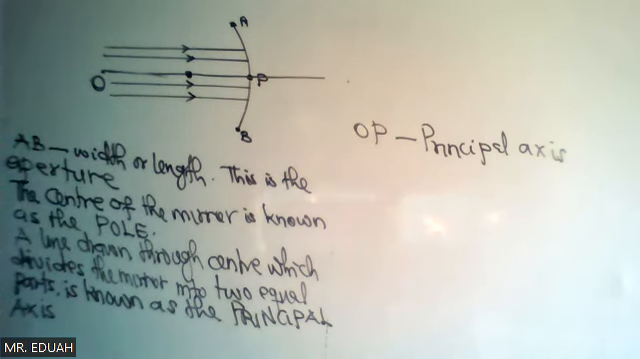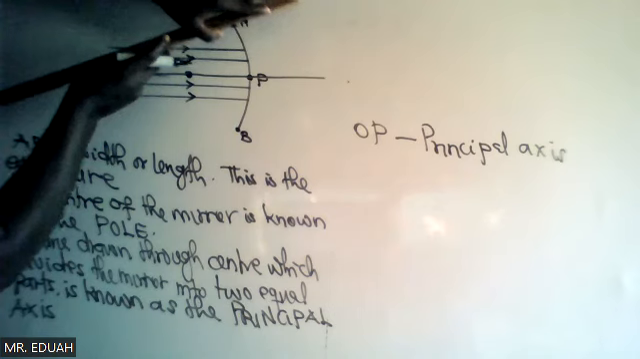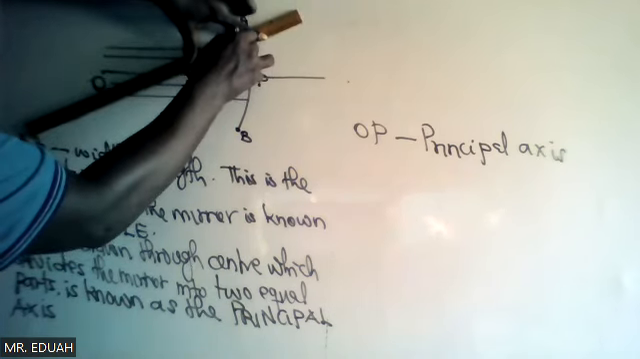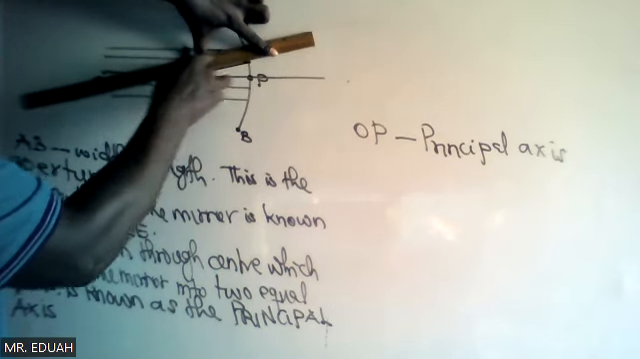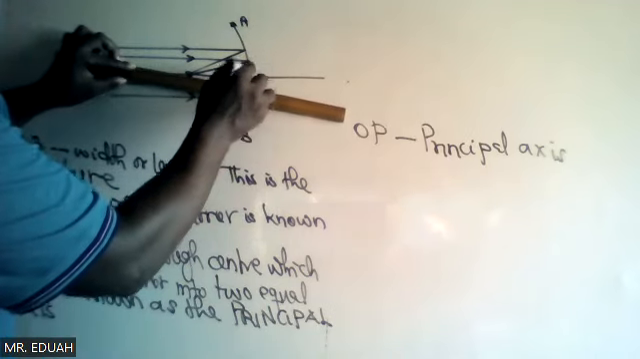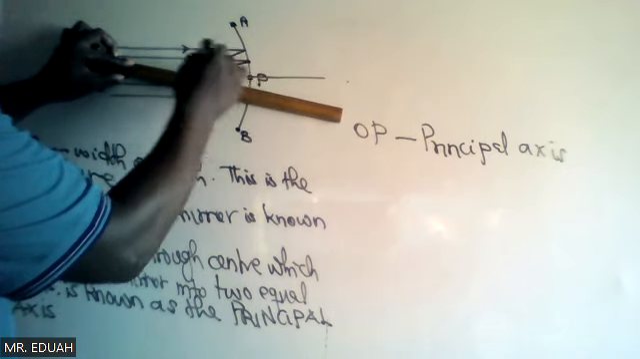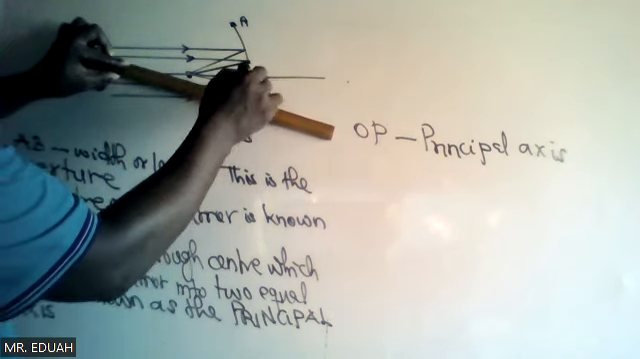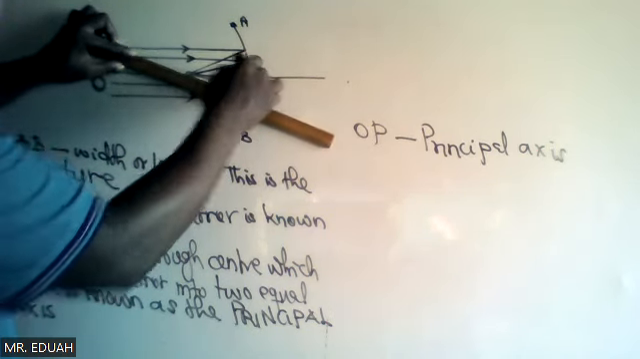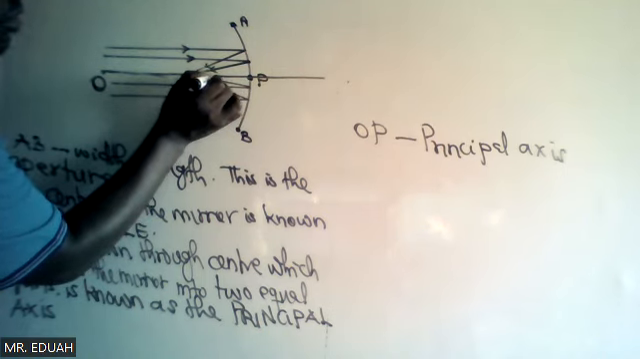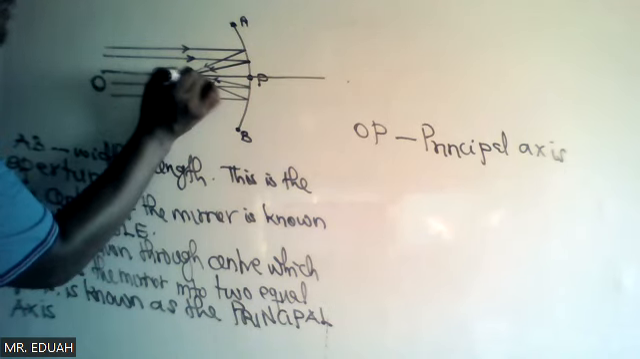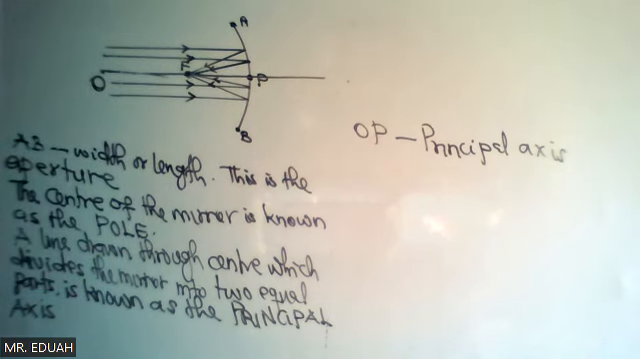So long as the ray is parallel and so close to the principal axis, after reflection, they will all converge at that point. This point where rays that are close and parallel to the principal axis actually converge after reflection is called the principal focus of the mirror, or the principal focus, or the focal point.